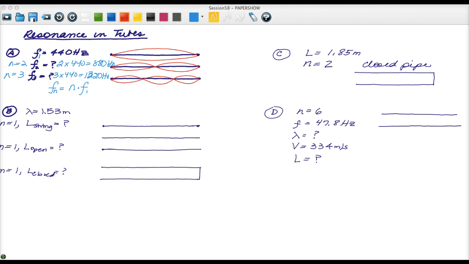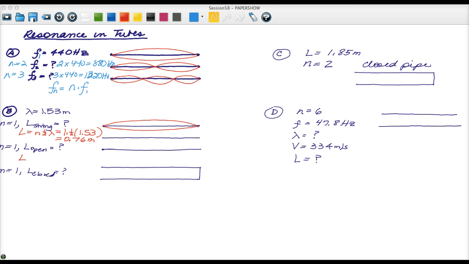A C has a wavelength of 1.53. Assuming this is the fundamental, what's the length of the string? This is the fundamental, so you should get something that looks like this. The equation for the length is L equals n times 1/2 lambda. So it's 1 times 1/2 of 1.53. So that's going to be 1.76 meters, the length of the string.